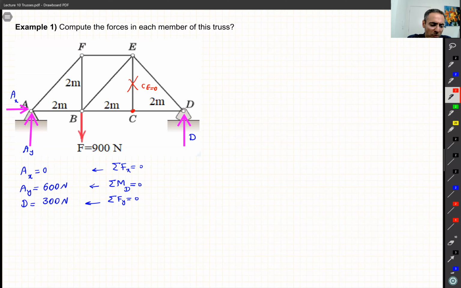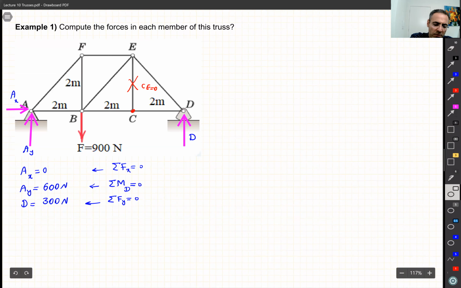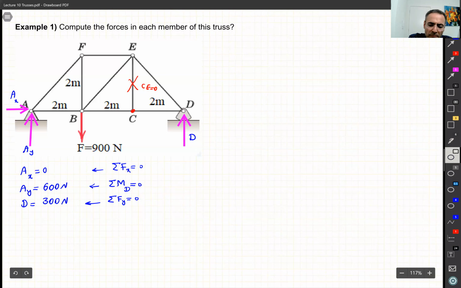So how do we approach this problem? Very, very simple. We start with joint A, and we continue our solution all the way. We draw the free body diagram for one of the joints that we like, but we prefer to start with a joint that has basically the minimum number of unknowns. So let me draw joint A here for you.